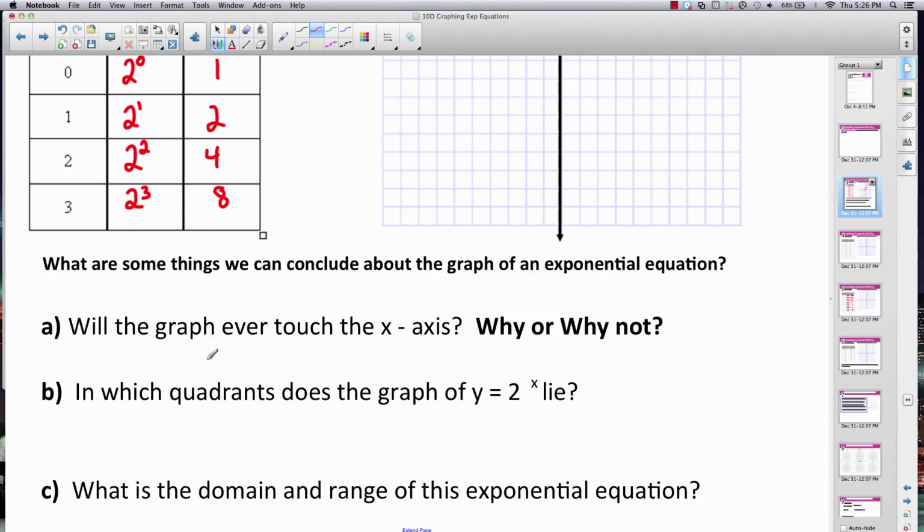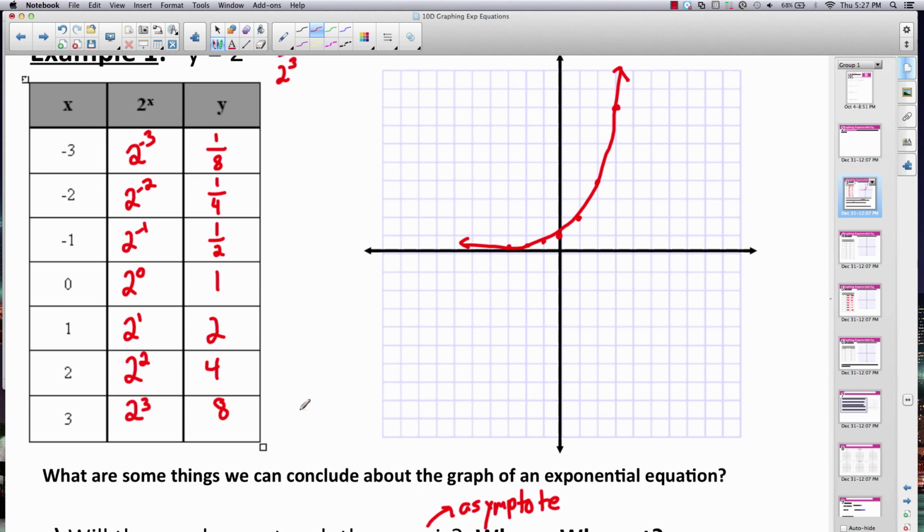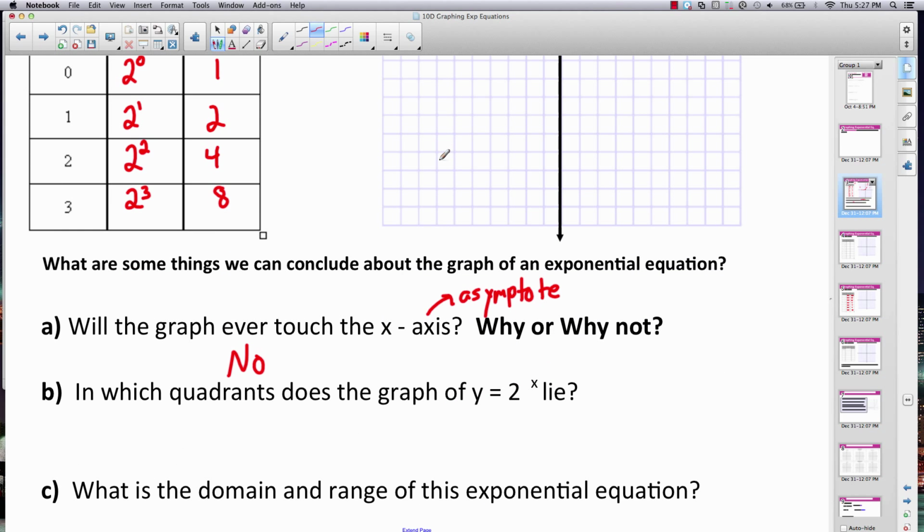So we've learned about asymptotes before. That means it's a line that will get very close to the line, but it just never touches. So no, and the x-axis is actually an asymptote. So that's something you want to write down. In which quadrants does the graph 2 to the x lie in? Well, we could see that that's in quadrants 1 and 2. So again, these are just properties about them. You can look at it from the graph. So 1 and 2.